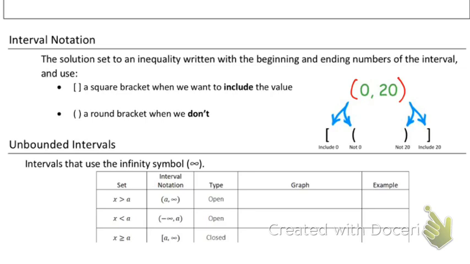All right? So the parentheses mean do not include those two numbers. Our brackets, our square brackets, mean include. Now I'm going to say two more new words with this that you should have heard of before. Parentheses are what we call open. It is an open system if it has parentheses.